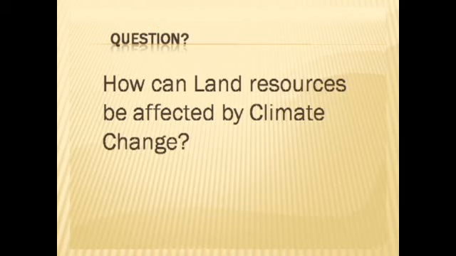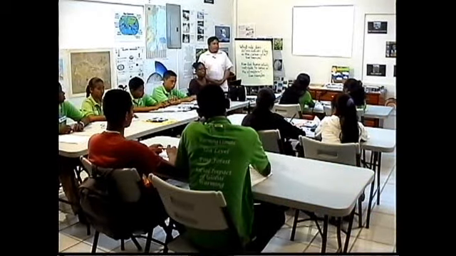How can land resources be affected by climate change? Kyle? If it gets too hot, some of the natural resources we have would die, and then we won't have any use for them. Okay, very good. Anybody else? Last class you mentioned that it is a very suitable condition for mountain pine beetles to reproduce, so they will start attacking more pine trees, and we could lose many of our forests because of the rising temperature and the beetles.